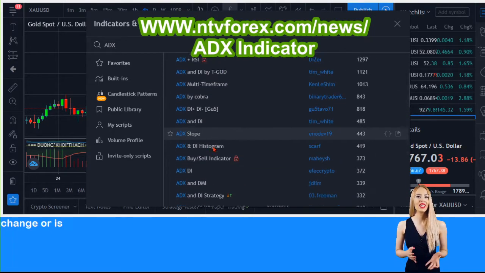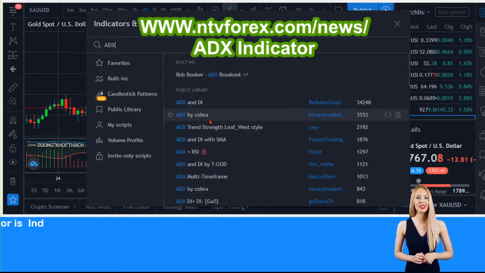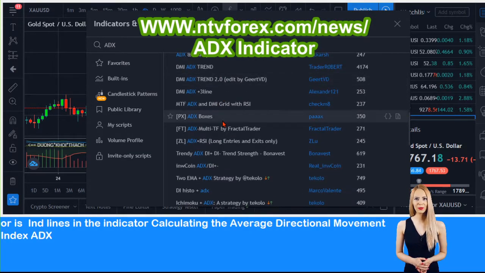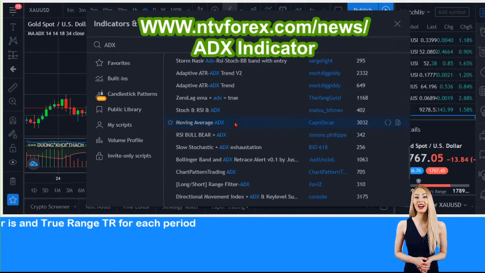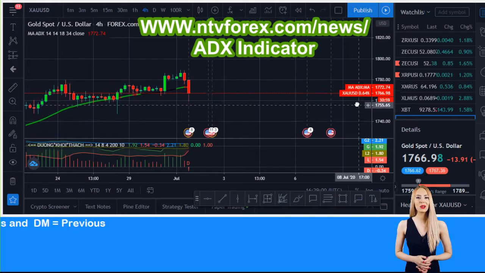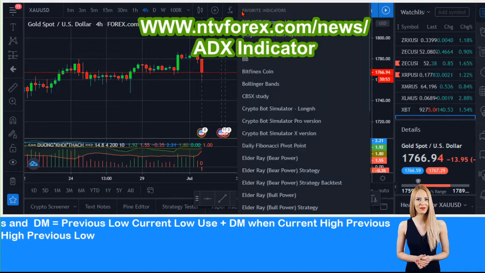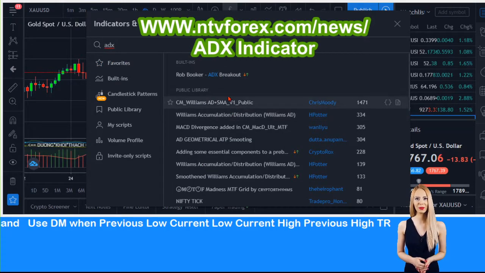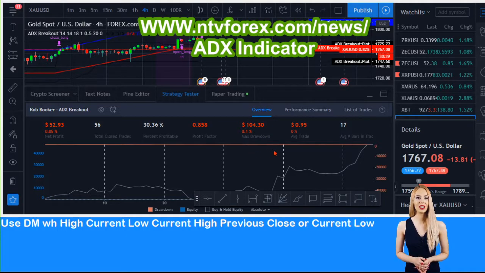The formulas for the Average Directional Index, ADX, indicator: the ADX requires a sequence of calculations due to the multiple lines in the indicator. Calculating the ADX: calculate +DM, -DM, and true range, TR, for each period. 14 periods are typically used. +DM equals current high minus previous high, -DM equals previous low minus current low. Use +DM when current high minus previous high is greater than previous low minus current low. Use -DM when previous low minus current low is greater than current high minus previous high. TR is the greater of the current high minus current low, current high minus previous close, or current low minus previous close.